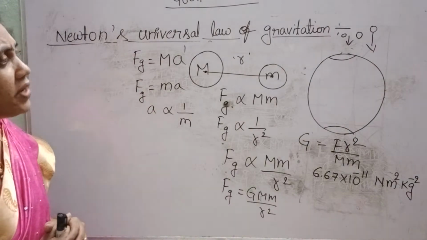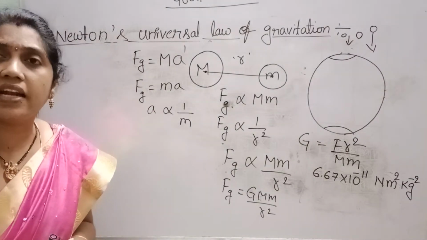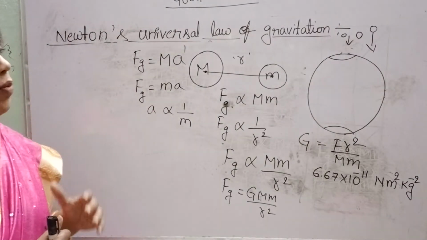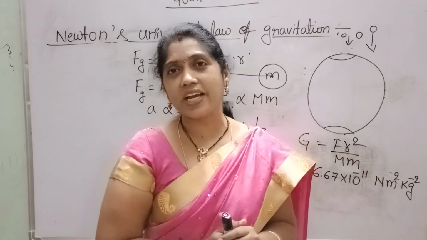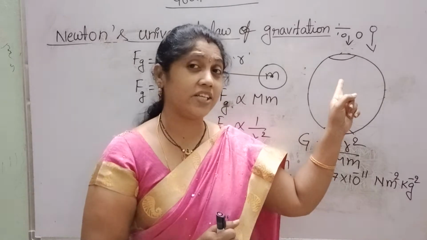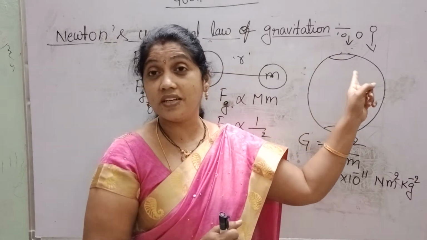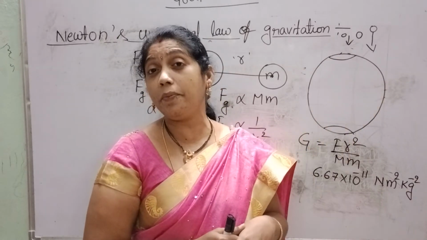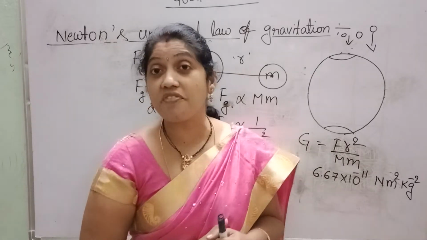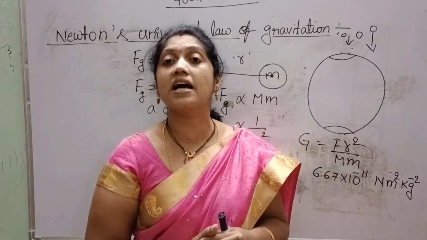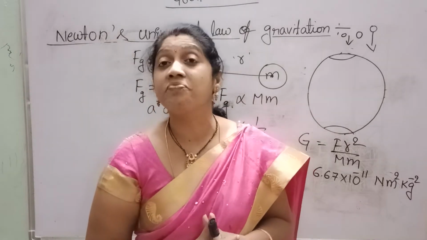Next, how can we calculate the acceleration due to gravity? When any object is on the surface of the earth and you just drop the object, it is in freely falling condition. It falls on the surface of the earth. Here acceleration is created because of gravity. That pulling force is the gravitational force of attraction. So that's why we call it acceleration due to gravity.